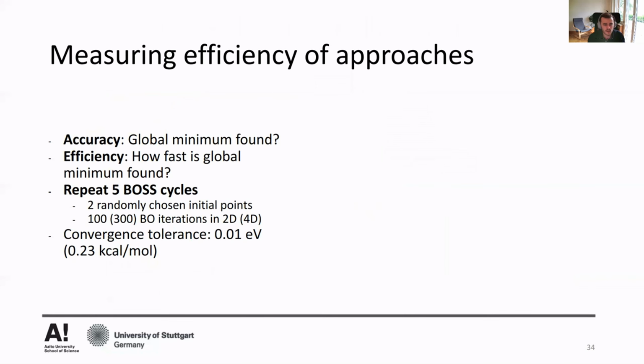So two things of our interest. First of all, if the global minimum is found, and also how fast it will be found. And we consider a global minimum as found once it stays within a certain convergence tolerance.